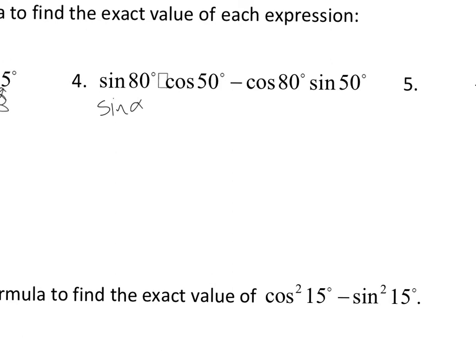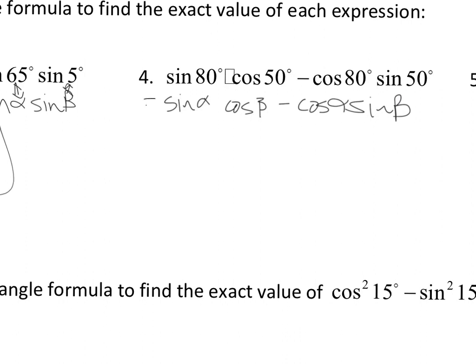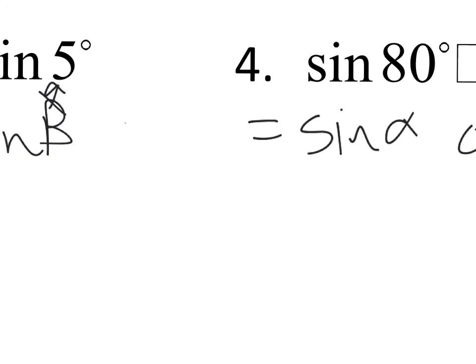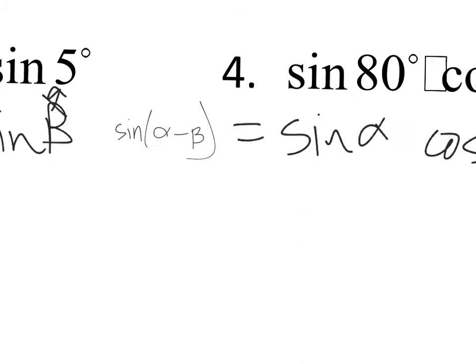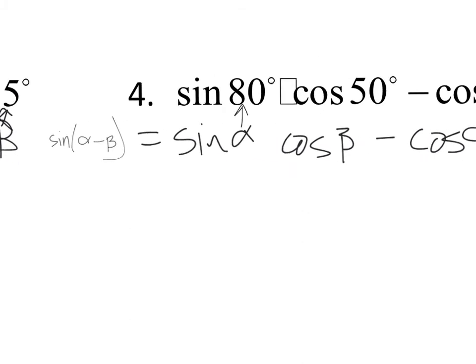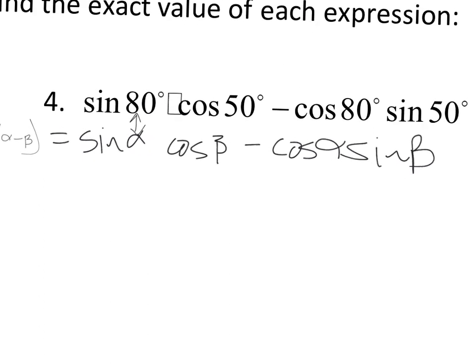Number 4 is exactly the same idea. If we have sine alpha cosine beta minus cosine alpha sine beta, of the 6, that's our sine difference, because sine difference goes sine cos, and cosine has a minus on the inside. So over here we have sine of alpha minus beta, and we look back over here, we have alpha is 80, and then beta is 50.